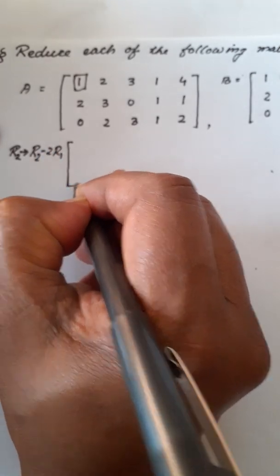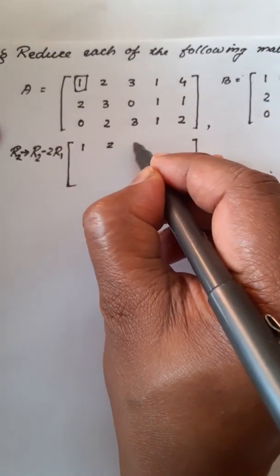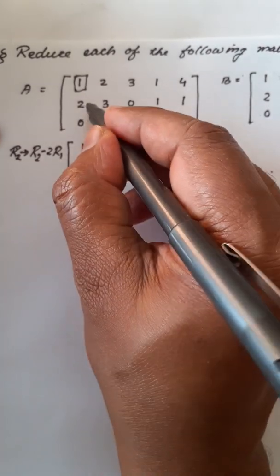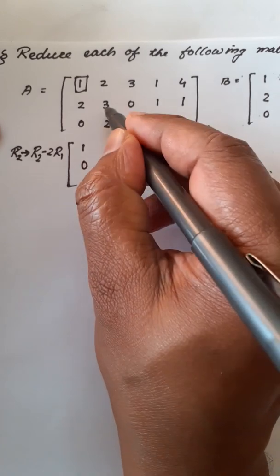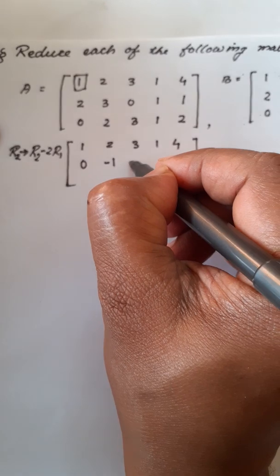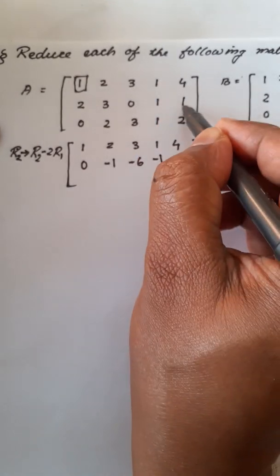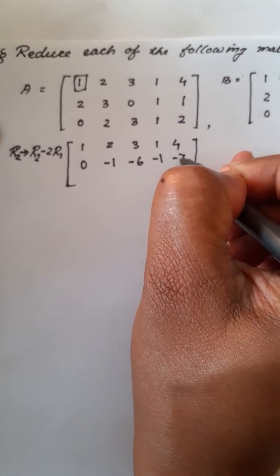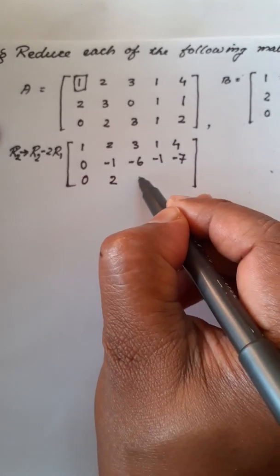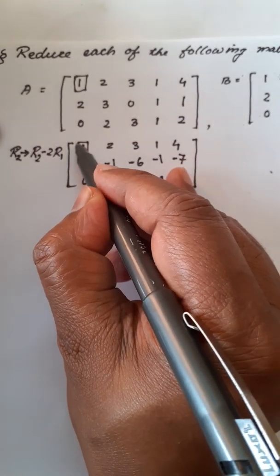And this will reduce the matrix to 1, 2, 3, 1, 4. This is 2 minus 2 into 1, 0. 3 minus 2 into 2, minus 1. 0 minus 2 into 3, minus 6. Then 1 minus 2 into 1, minus 1. 1 minus 2 into 4, minus 7. We are not changing the third row, so it will remain the same: 0, 2, 3, 1, 2. So this is the first pivot we have decided.